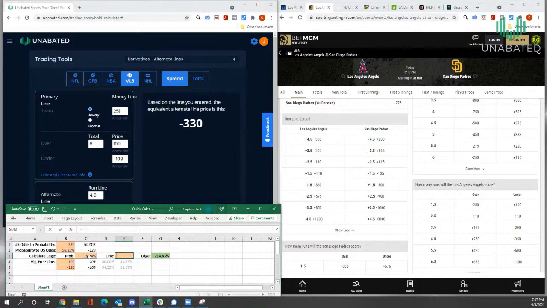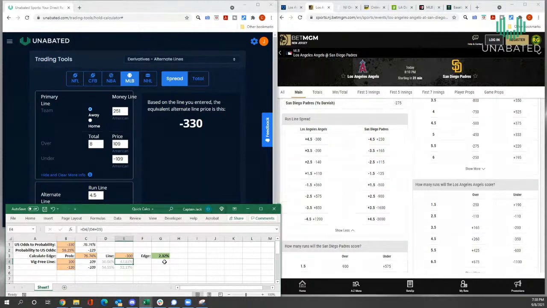And we're betting into a line of minus 300. So we got a 2.32% edge betting the Angels plus 4.5 at minus 300. The line should be minus 330, vig free. So that's a decent wager. It's a little bit less than that other one, 2.3%.